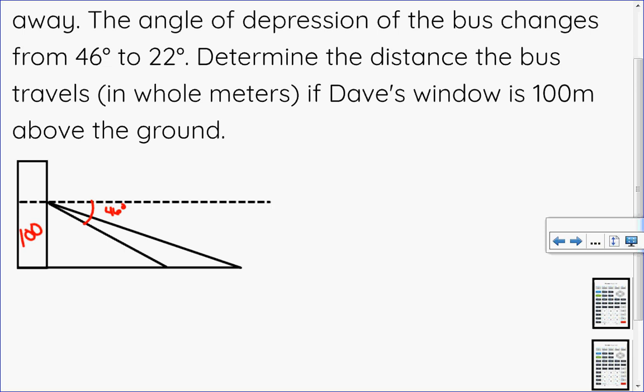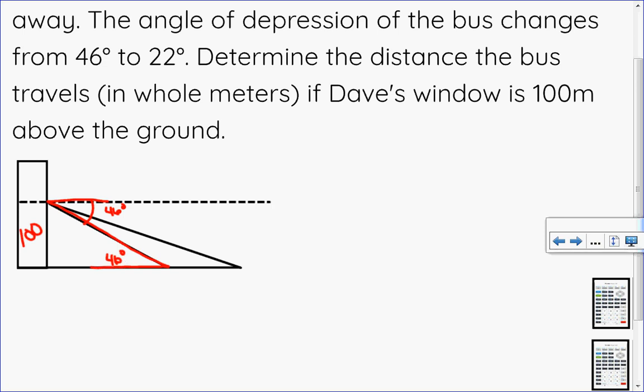Now, we don't want to work with an angle of depression outside the triangle. We want to work with an angle of elevation inside the triangle. So remember our properties of parallel lines. This would be those Z angles, alternate interior angles, and that would be 46 degrees right here.